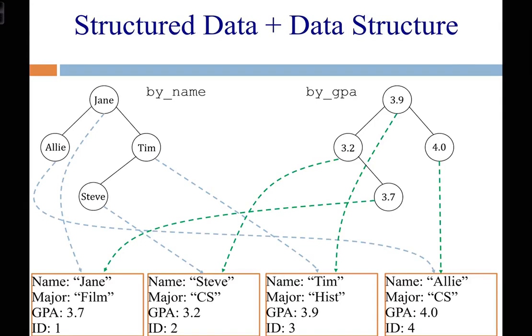So there's one copy of the raw data somewhere, all of the records. And then in this particular case, I also have additionally 2 structures that allow me to search for that data based on different criteria. Meta information. So these trees are information about the information. You could imagine maybe a third tree that orders them by major or something like that. Okay.